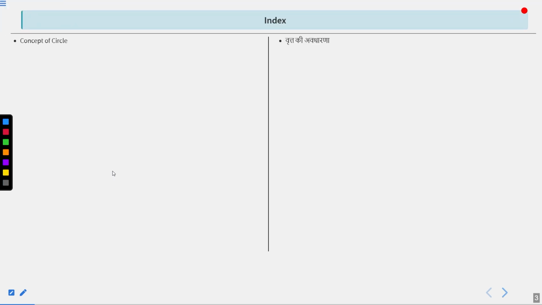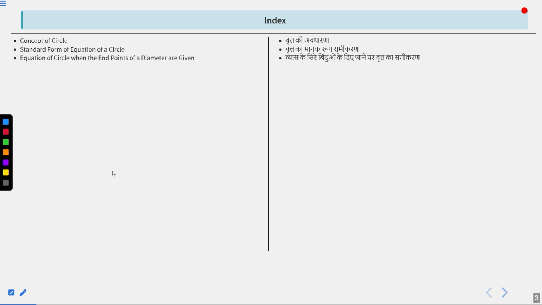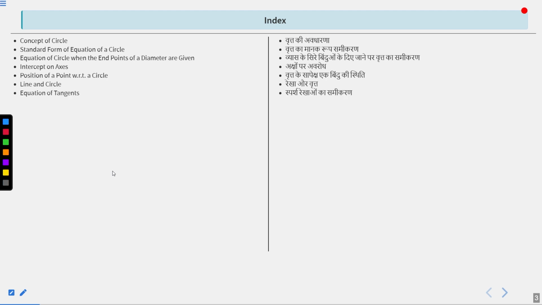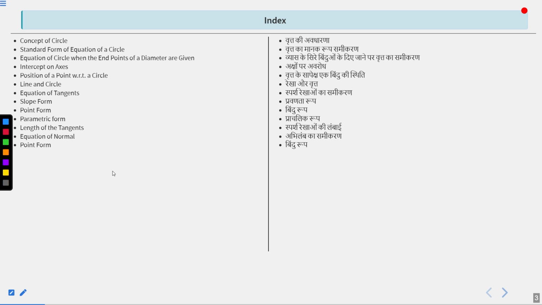So, in this lecture, we will study first the concept of circle. After that, we will discuss the standard form of equation of circle. We will study equation of circle when the endpoints of diameter are given. We will study intercept on axis, position of a point with respect to a circle, line and a circle, equation of tangents, slope form, point form, parametric form, length of the tangents, equation of normal. After that, we will see the point form of equation of normal, parametric form of equation of normal, pair of tangents, how to draw pair of tangents to a circle.